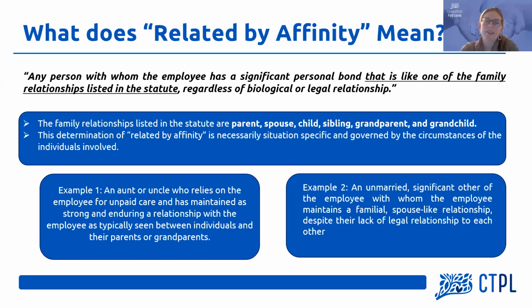So what are a couple of examples of what this might look like? It could be an aunt or uncle who relies on the employee for unpaid care, and they have a relationship like you would normally see between a parent and child. Another example would be an unmarried significant other of an employee with whom the employee maintains a home. Perhaps they have children, they share finances, but they're not legally married. So therefore, they would be considered related by affinity.